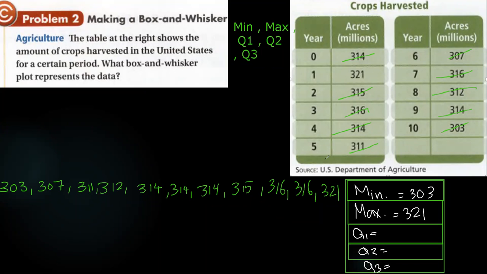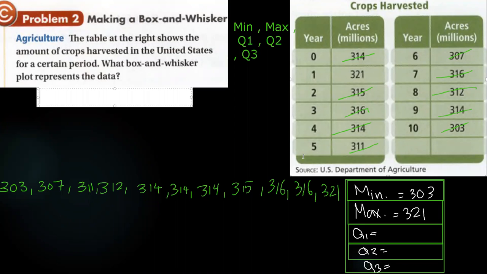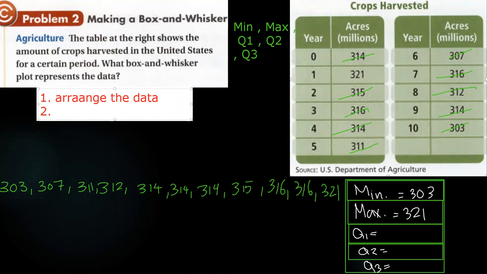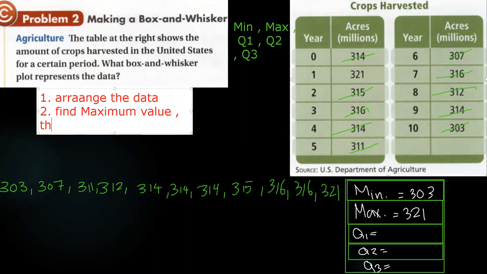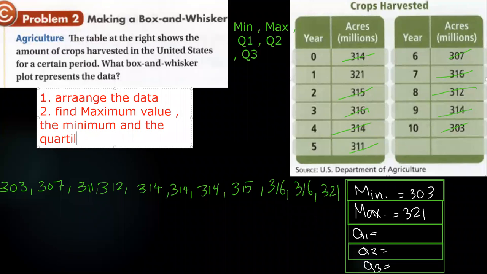Okay. Now, can you repeat again? I need to draw a box and whisker. What do I need? The first step, I arrange the data. Let's write the steps for you. The first step, I will arrange the data. Second step, after that, I will find the maximum value, sorry, the minimum, and the quartiles, Q1, Q2, and Q3. These are the steps.